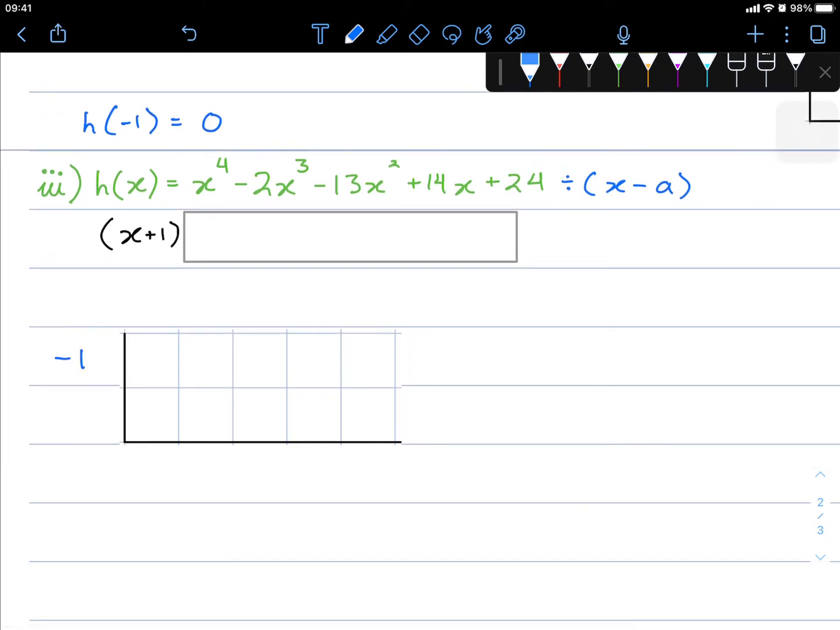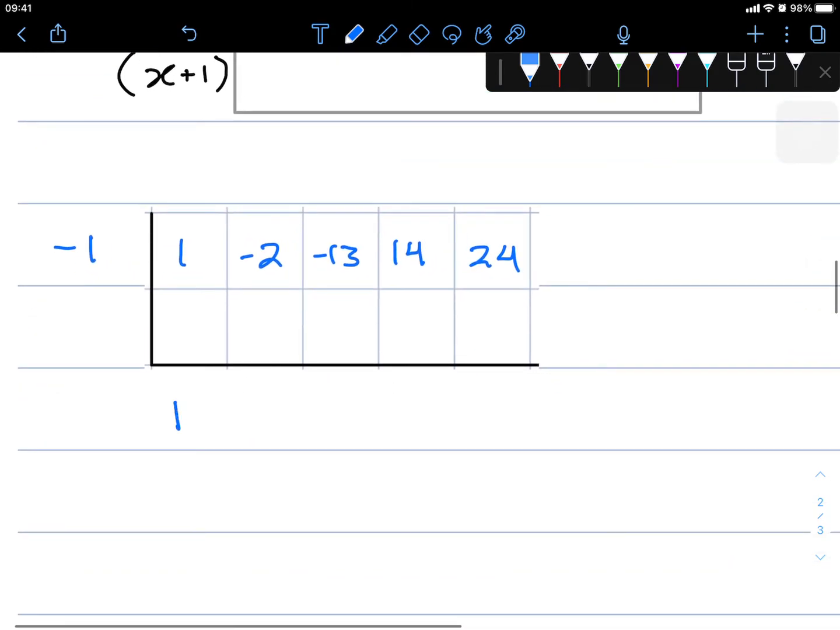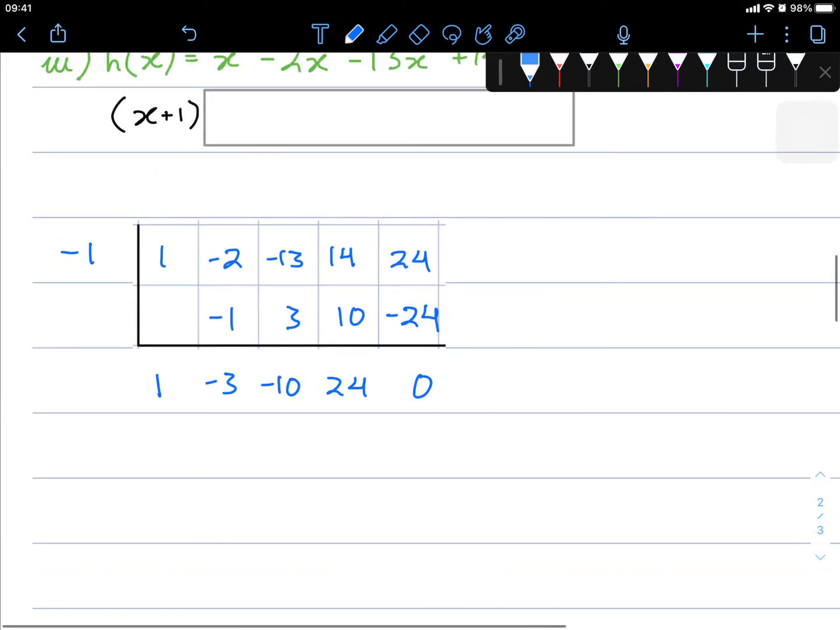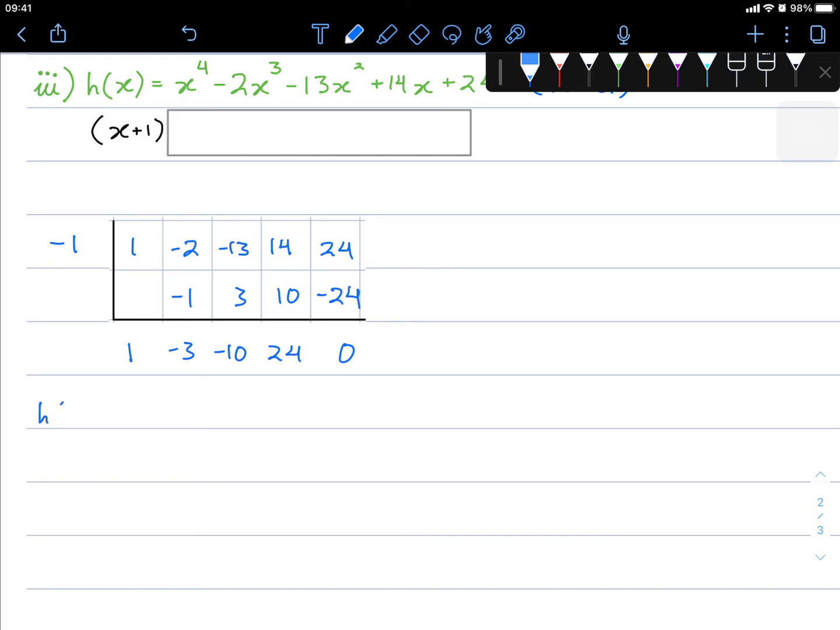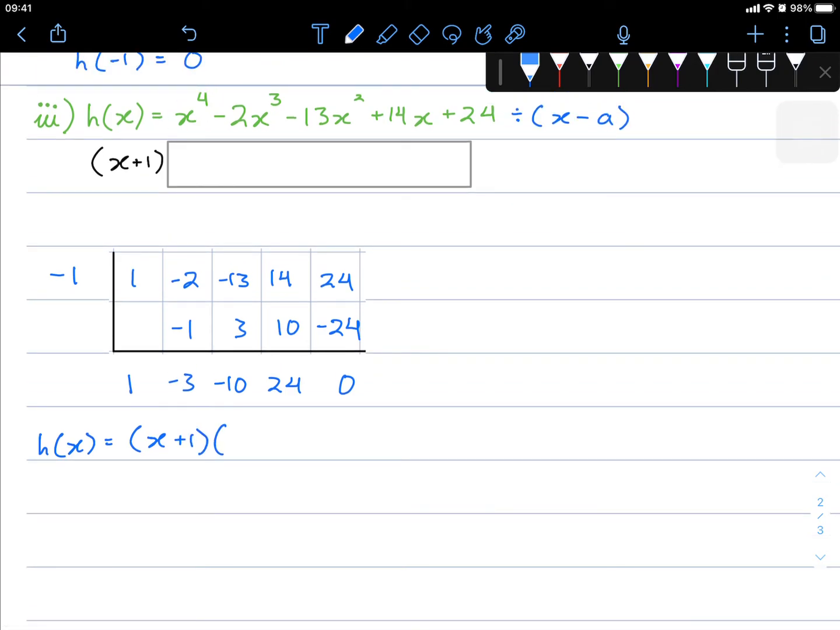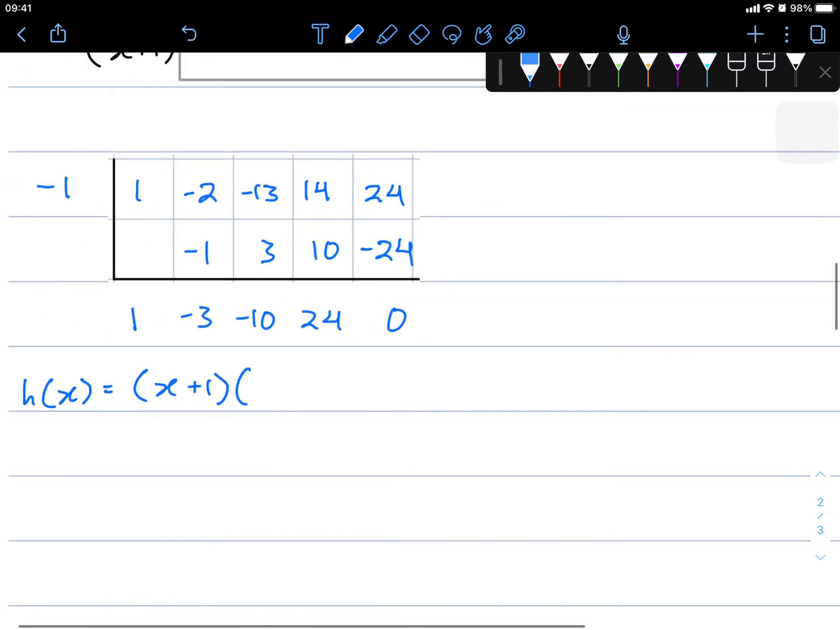So doing our long division here, negative 1, taking the coefficients 1, negative 2, 13, oops, not negative, 14, and 24. Ignoring the first, multiplying, adding, multiplying, adding, multiplying, which will give me 10, 24, multiplying, adding, and there we go. So our first factor of h of x is going to be x plus 1 times, this is x to the power of 4, so this is going to be x cubed. So 1x cubed minus 3x squared, minus 10x plus 24.